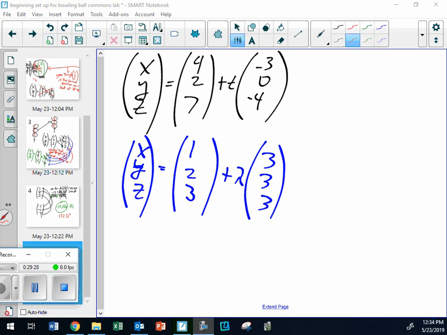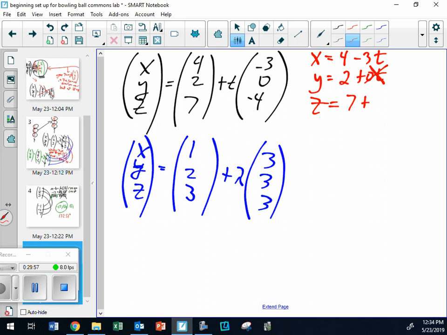These take a long time, so even though the kids are still working right now, I'm going to write out the equations so that we don't have to make you sit for too long and watch me do the same thing you just did. Of course, 0t just disappears. Z is 7 plus or minus 4t.